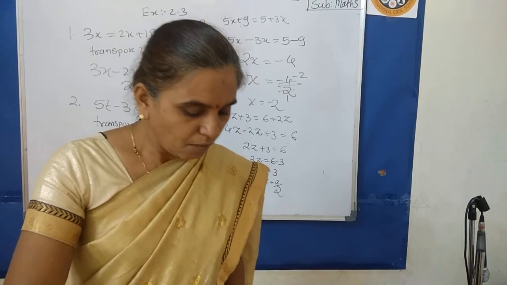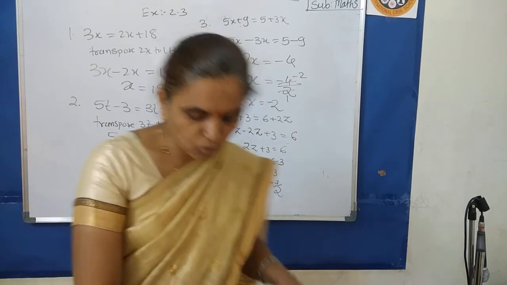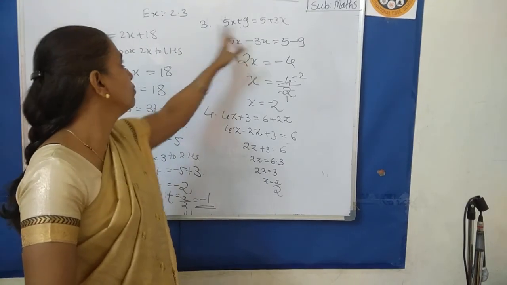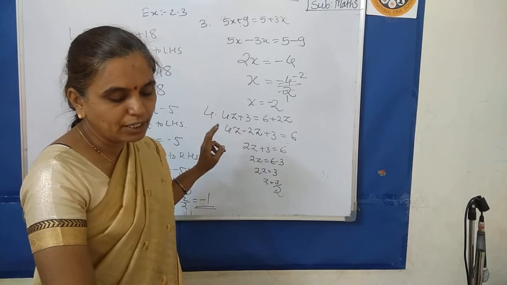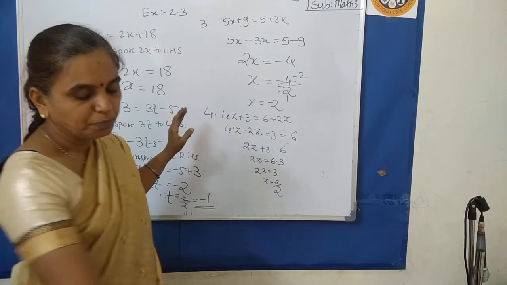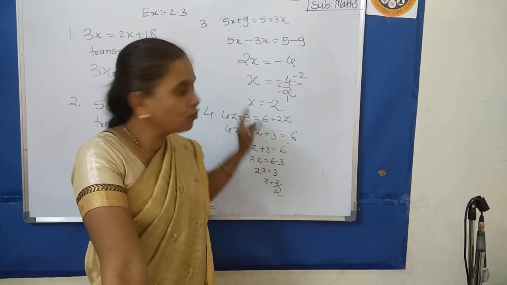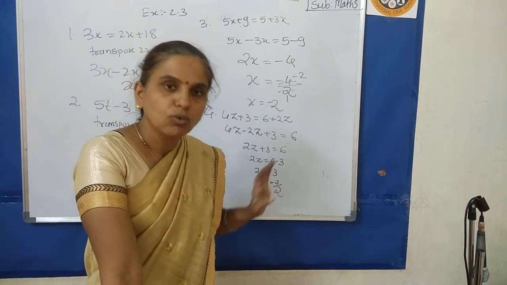In this way, we completed 4 examples from 2.3 and we understood solving an equation when the variables are on both the sides of the given equation. You do the practice, and for practice, you solve the remaining 6 questions from 2.3 and the remaining questions from 2.2. Okay, solve yourself. We stop here. Okay, thank you.